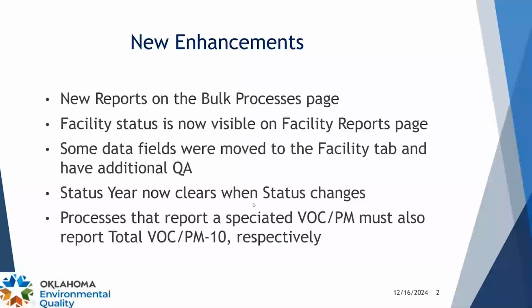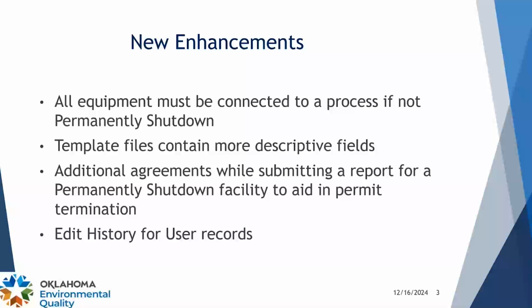The status year will now clear when the status changes. Any process that reports a speciated VOC, such as benzene, or a speciated PM, such as PM 2.5, or cobalt or another metal, will also have to report the pollutant VOC or PM 10 respectively. All equipment must be connected to a process unless that equipment is set to permanently shut down.